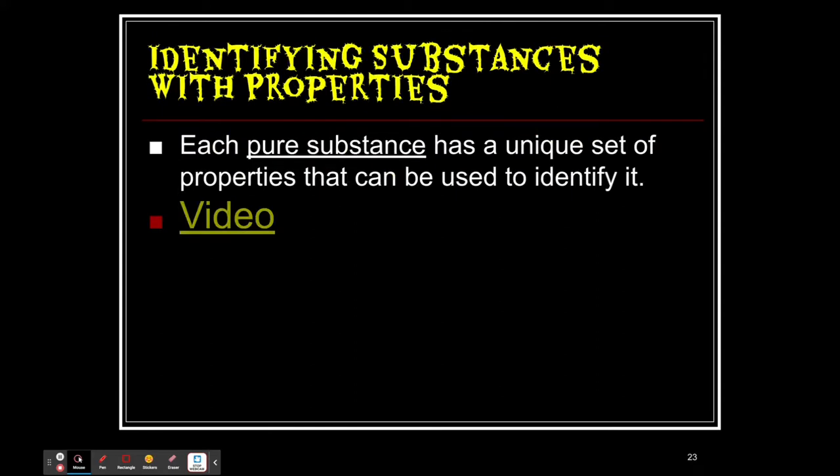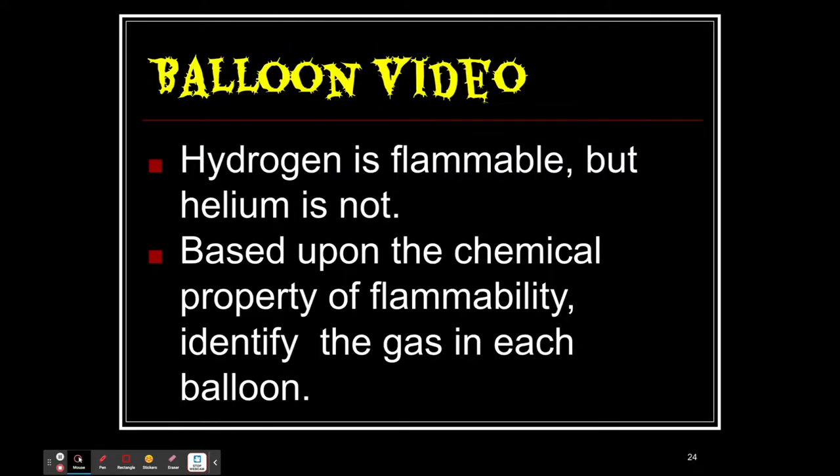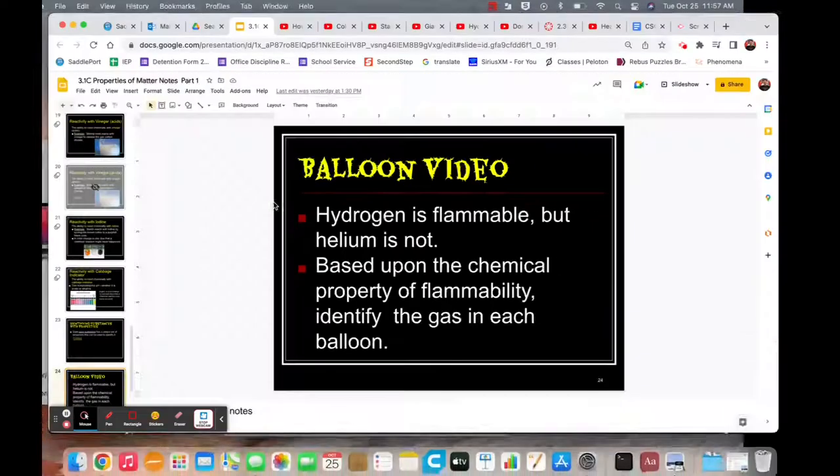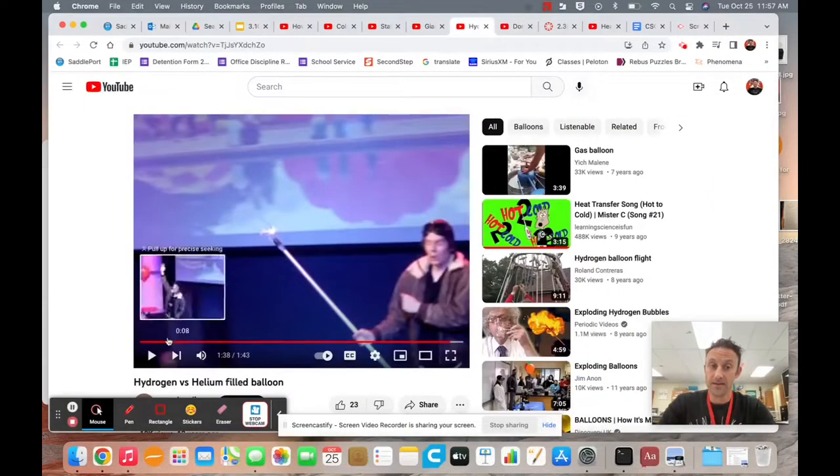All right. Identifying substances with properties. So we've talked about how each pure substance has a unique set of properties that can be used to identify it. Some react with water, some are flammable, some react with vinegar, some react with iodine. In this video, and this is at the bottom of your paper, you're going to guess which balloon has hydrogen and which has helium. Hydrogen is a flammable gas. Helium is not. So let's see.